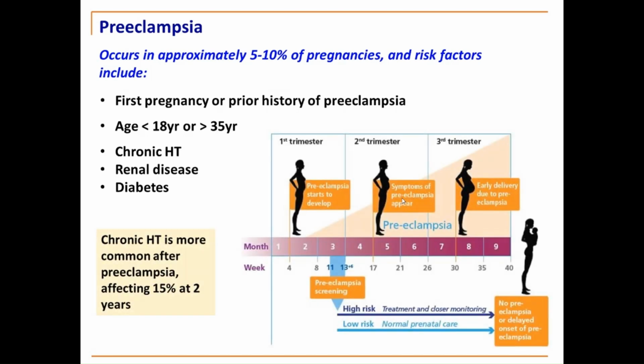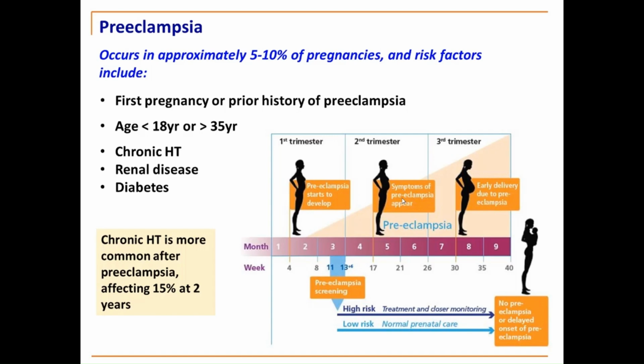And chronic hypertension is more common after pre-eclampsia, affecting 15% of individuals who've had pre-eclampsia at 2 years. And after severe pre-eclampsia, the recurrence rate is about 20 to 25% in subsequent pregnancies. And after eclampsia, remember, those tonic-clonic seizures, about 25 to 30% of subsequent pregnancies will be complicated by pre-eclampsia, but only 2% of those will be with eclampsia again.